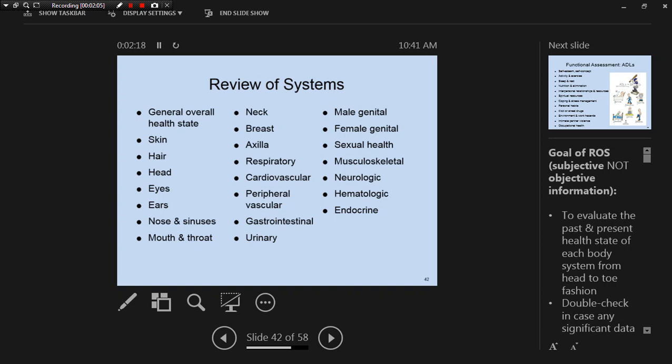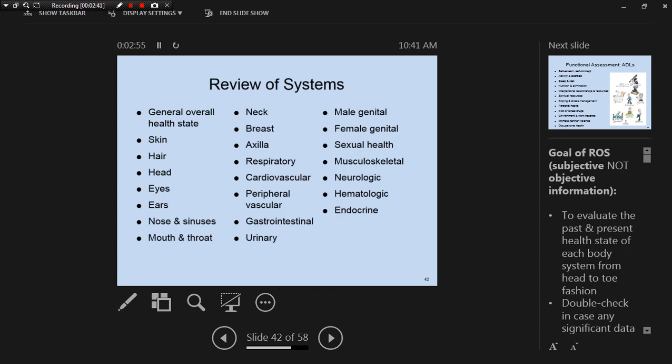So the ROS, the review of systems, we said, is subjective information. It is not objective data. It's a head-to-toe fashion of subjective complaints that we might see in patients based on specific body systems. So skin, are there any lesions or open areas? Eyes. When was the last time they had their eye exams? What's their vision screening results? Do they wear glasses? Do they have any problems with tearing or double vision?